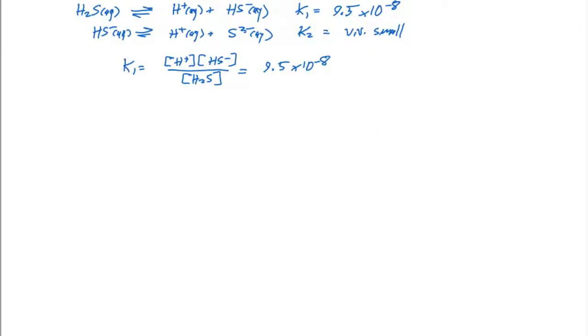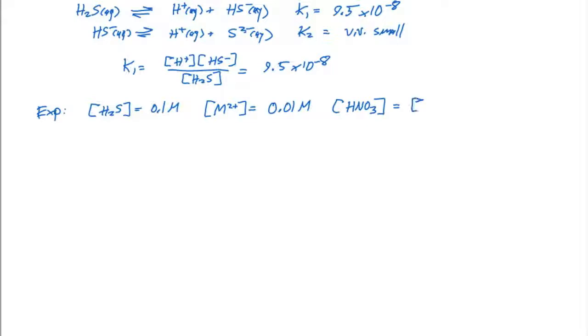The reason for this is if we look at our experimental conditions, right? Experimentally, our concentration of H2S is going to be 0.1 molar. Our concentration of our metal 2+ is roughly about 0.01 molar. And our concentration of HNO3, because we add nitric acid to this solution, which since nitric acid is a strong acid, is going to be equal to the concentration of H+, and this equals 0.3 molar.